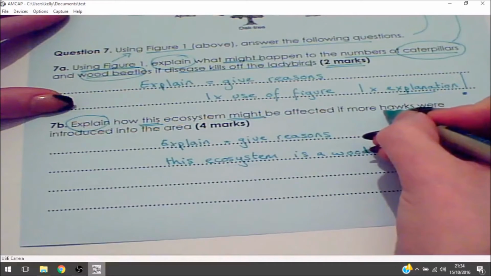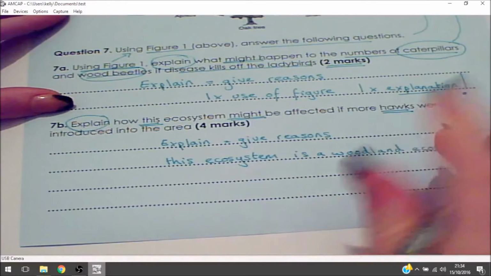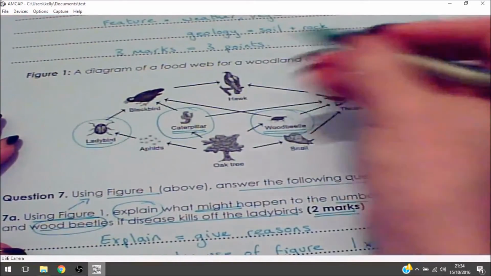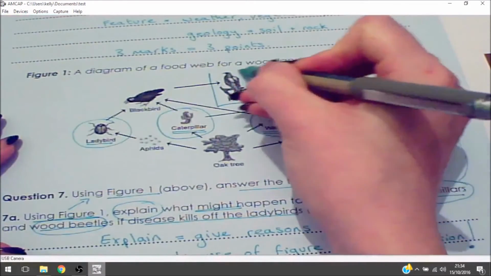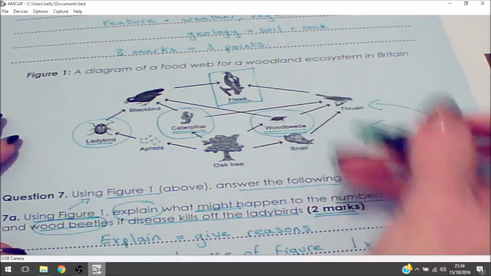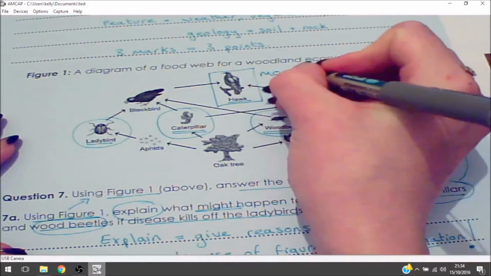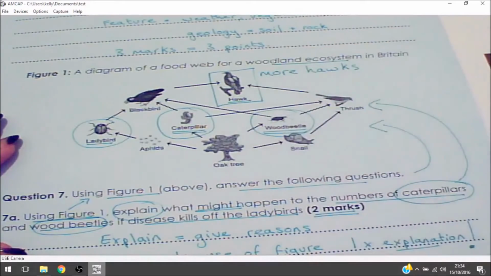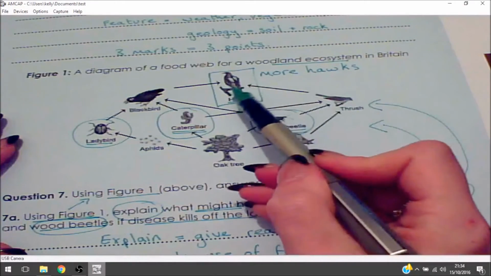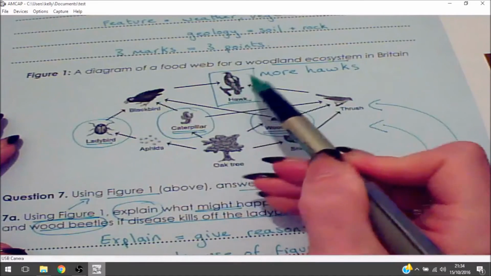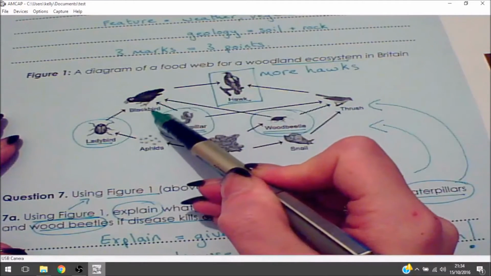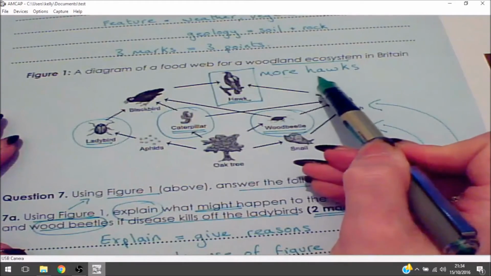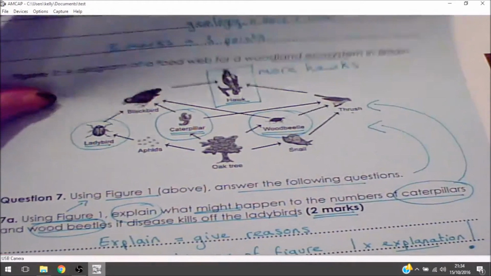So this time we're focusing on the hawks in the diagram. So if we look back at figure 1, this time we're focusing on the hawk. And what might happen if there are more hawks within this woodland ecosystem? So think about your food web and think about, what does the hawk eat, the blackbird and the thrush? What would it mean if we introduce more hawks into the ecosystem?